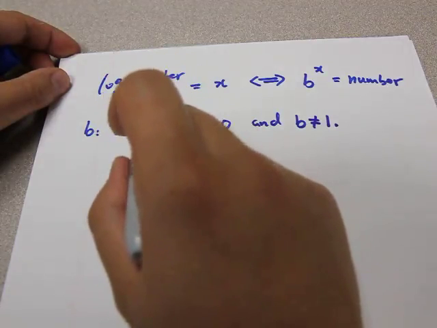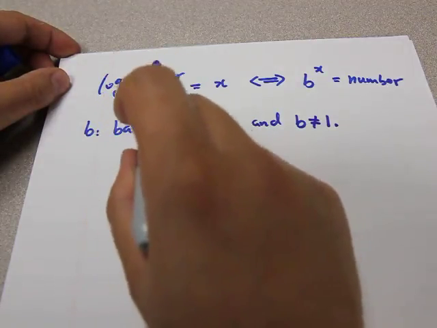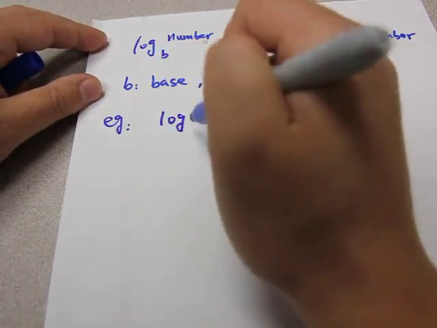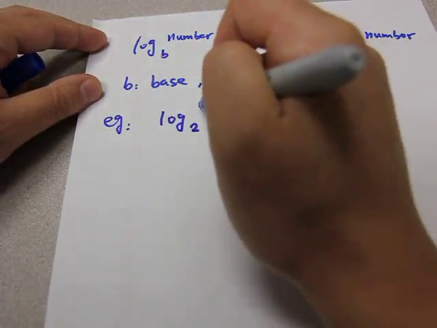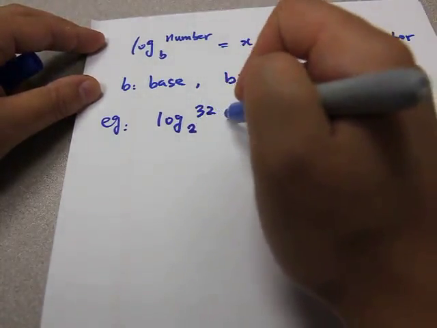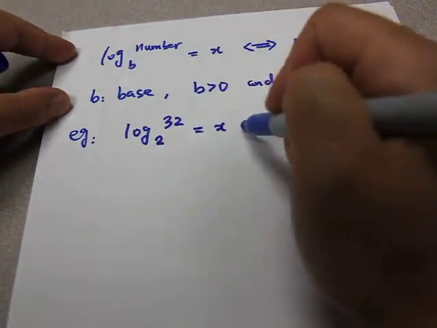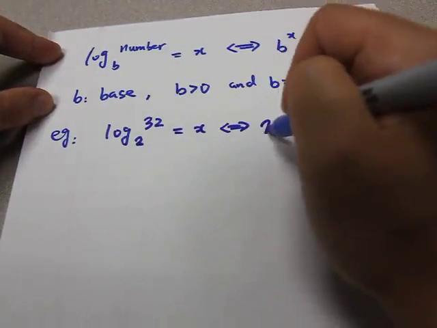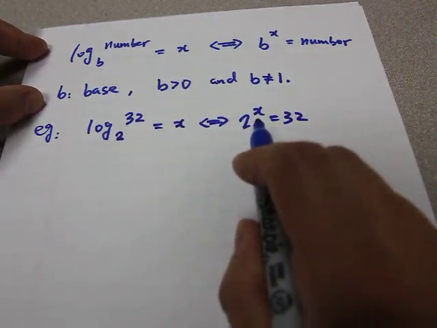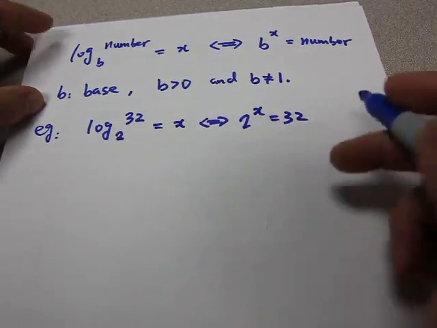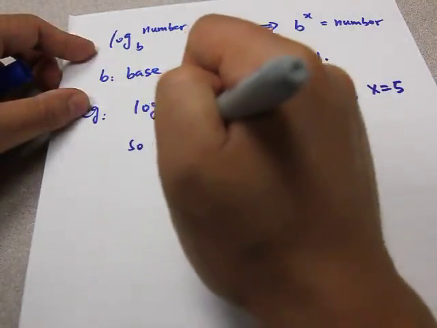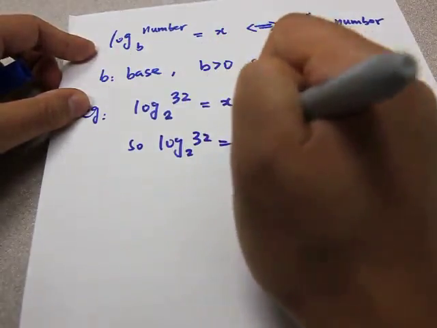Okay, now let's see, do we have any kind of requirements for this number, or can this number be anything? Let's see. So, for example, log 2 of 32. So here, this will be 2 to the x equals 32. Since 2 to the fifth power is equal to 32, therefore x equals 5. So log 2 of 32 equals 5.